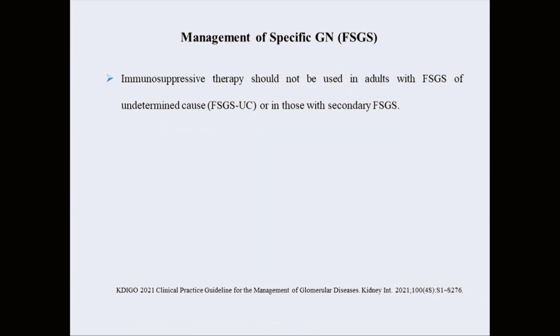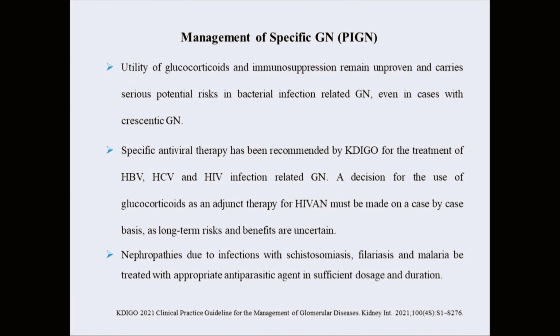In terms of FSGS, immunosuppressive therapy should not be used in adults with FSGS of undetermined cause or in those with secondary FSGS. In case of PIGN, utility of glucocorticoids, the immunosuppressive, remain unproven and carry serious potential risk in bacterial infection-related GN, even in cases with crescentic glomerulonephritis.